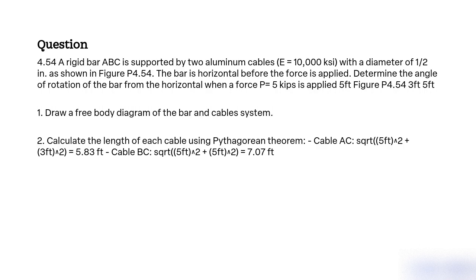2. Calculate the length of each cable using the Pythagorean theorem. Cable AC: square root of 5 ft squared plus 3 ft squared equals 5.83 ft. Cable BC: square root of 5 ft squared plus 5 ft squared equals 7.07 ft.